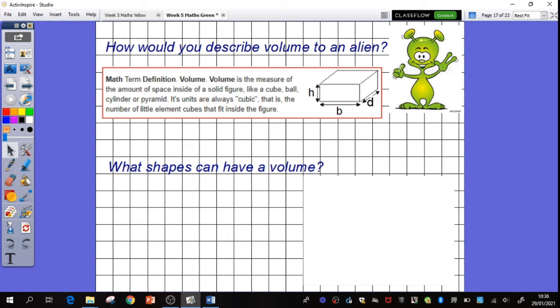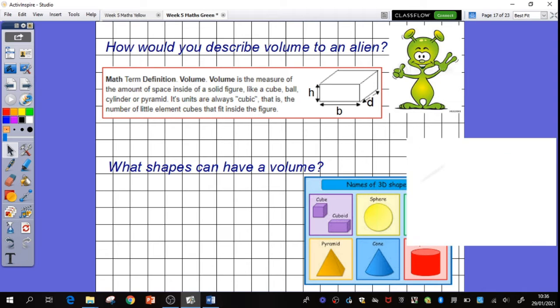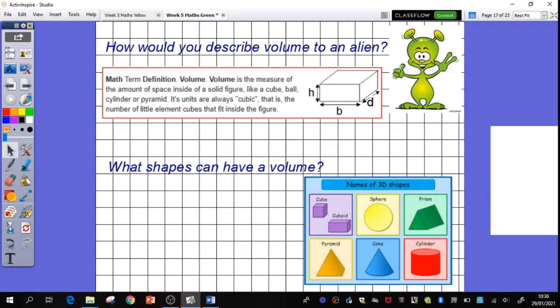So how would you describe volume to an alien? If you were in class, I'd ask you to do this with each other and pretend that you are aliens. But as we're not, I've got to give you the definition of this. The volume is the measure of the amount of space inside a solid figure, like a cube, a ball, a cylinder, a pyramid, and all of these are 3D shapes. So the only shapes that can have a volume are 3D shapes.